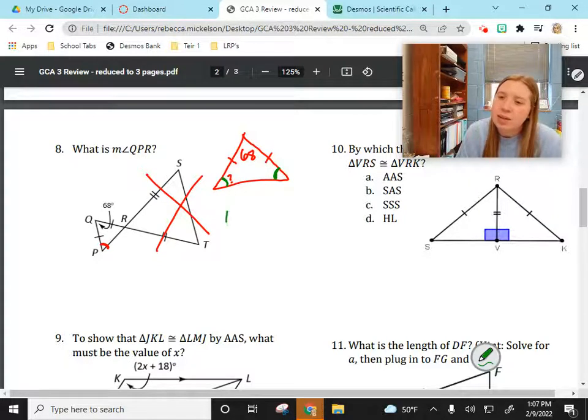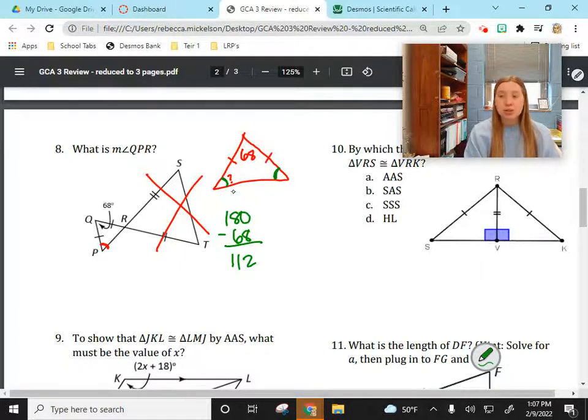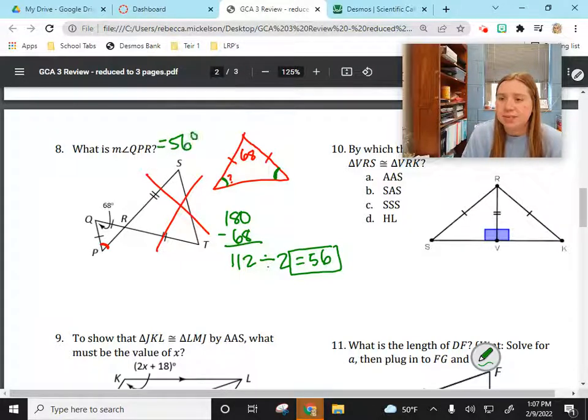So the one thing that I know about a triangle is that the total should be 180. So I'm going to subtract what I'm given. 180 minus 68. I should be able to do that in my head, and I can. Sometimes I just get nervous. So we've got 112 degrees. But 112 degrees has to be split between 2 congruent angles, so I'm going to divide that by 2. That tells me those 2 base angles are both 56 degrees. The measure of QPR is 56 degrees.